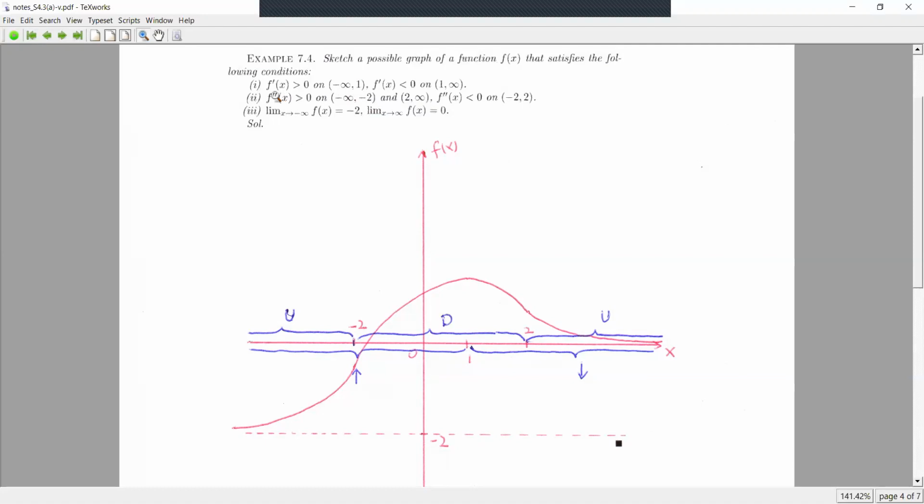By the increasing decreasing test, when the first derivative is greater than 0, the graph of the function is increasing. So mark down this information. From negative infinity to 1, the graph of the function is increasing. So I mark down the information from negative infinity to 1. The curve is increasing.